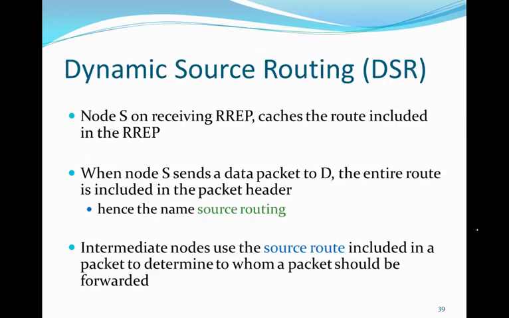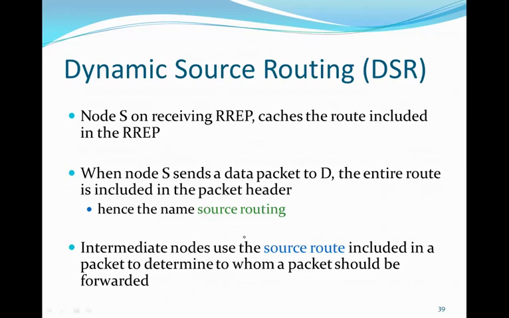Now here you can see that node S, on receiving the route reply, caches the route included in the route reply. And therefore, the same route will be used for future communication. When node S sends a data packet to D, the entire route is included in the packet header. Therefore, it is also called source routing. Now, this is very important to know, why it is called source routing. It is called source routing because the source is responsible to define the complete route and provide all the necessary information to the available nodes inside a route.